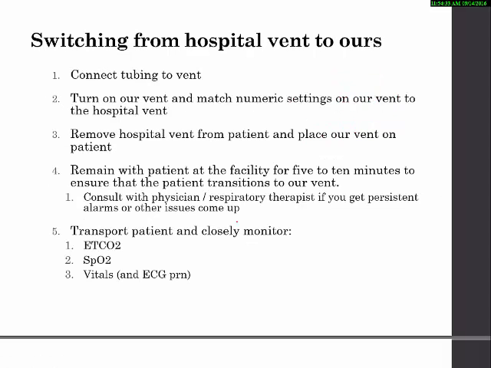When you switch from the hospital vent to our vent, you're going to connect the tubing to our vent, the tubing that comes with it. You're going to turn on the vent and try to match the numeric settings. We actually have a lung, it's not a real lung obviously, but it's a practice lung. It hooks up to the vent, so it'll hopefully stop some of the alarms that you're going to get. But you turn the vent on, you're going to match the settings from our vent to the hospital vent, and then you're going to remove the hospital vent from the patient and place our vent on.